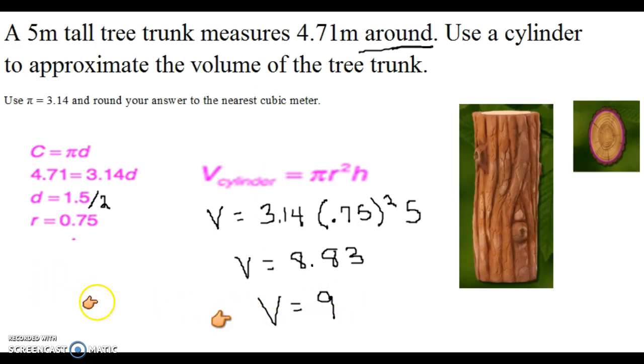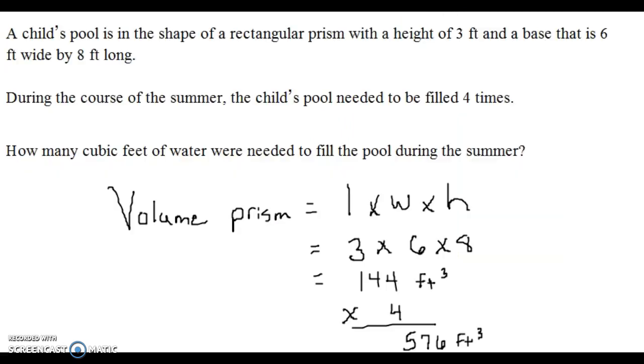Some of the problems might tell you to enter as a decimal, which means you don't need to round it, but make sure you're putting in the right number for your calculator. Don't use your pi button. Use 3.14. The last problem is going to be a problem on volume.